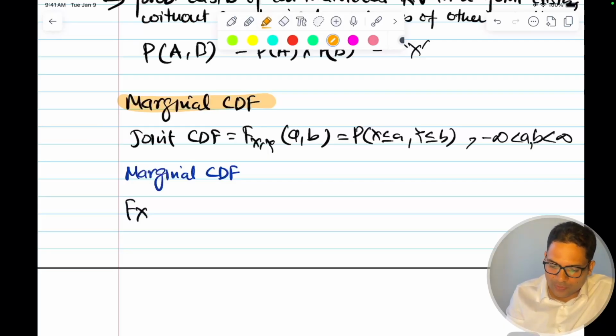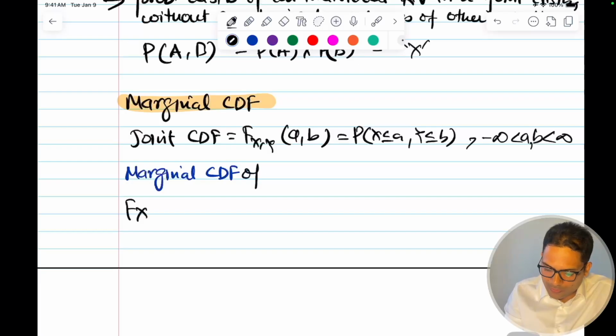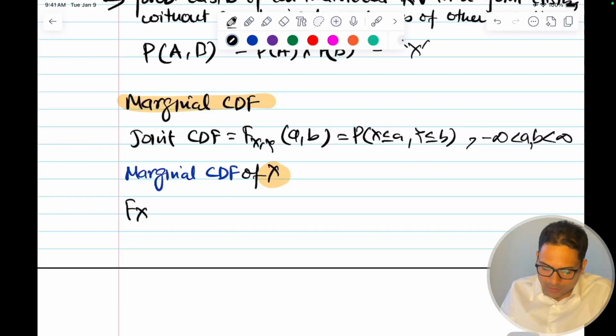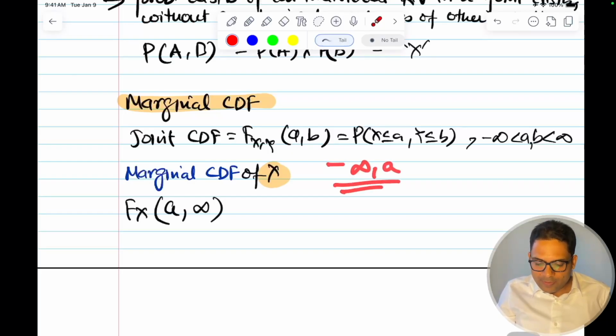Now, the joint one is for both X and Y. Marginal will be for only one variable, so let me write it for X. So this will be only F of X. And how will we denote it? So a comma, and if I set the other one to infinity, less than or equal to a means all the values from minus infinity to a. So if I give infinity for b, it gives minus infinity to infinity.